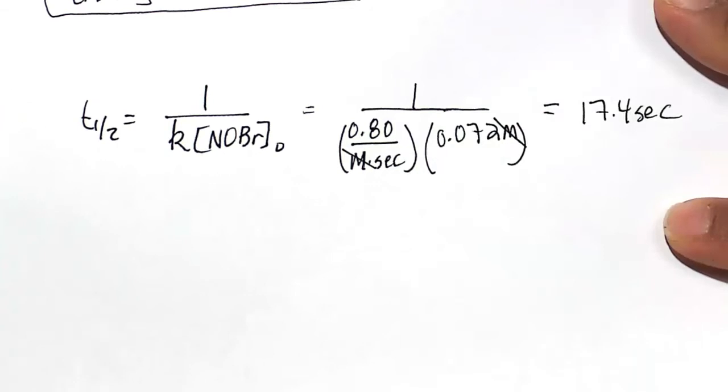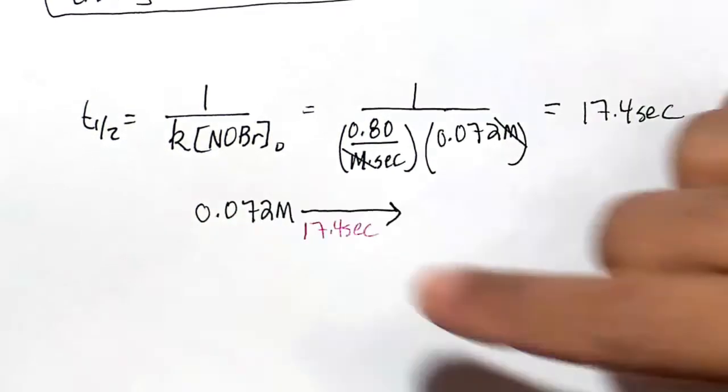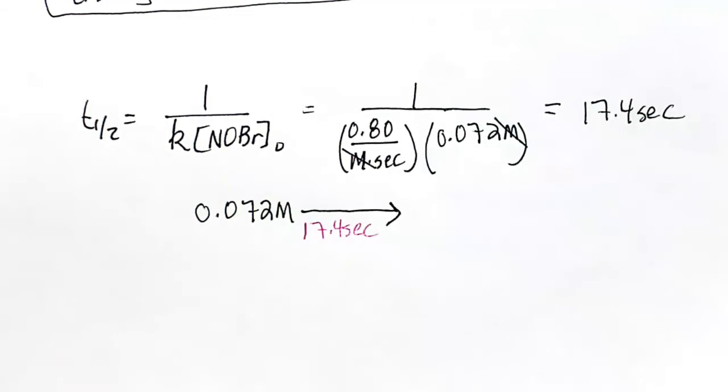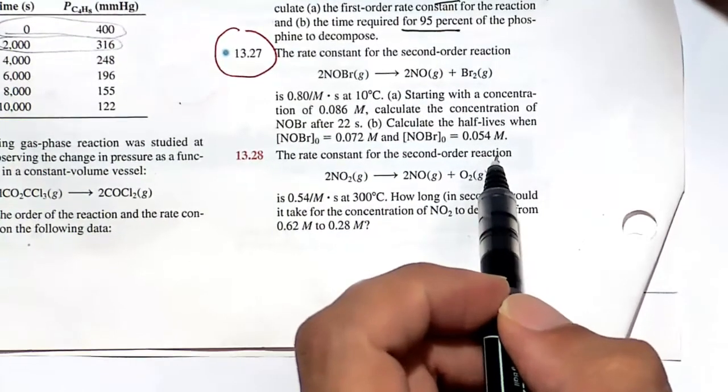Okay, so what does this mean? It means that when you're initially at 0.072 molar, for this NOBr to go down to half of that, so what's half of 0.072? We start off with 0.054 molar.